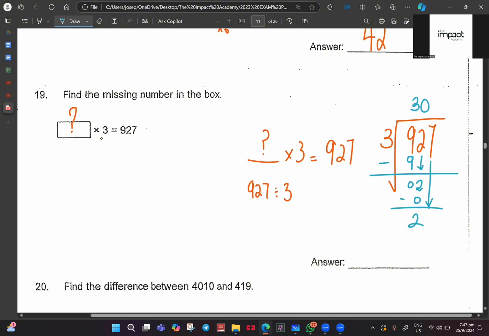Understand or don't understand? You forgot to put a 0, let me show it to you. Do you understand why there is a 0 over there? Because 3 times 3 is 9, right? So we get 0, we bring down the 2, right? 3 times what is 2?